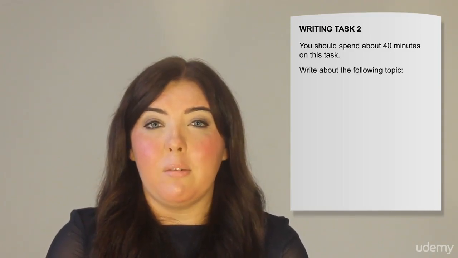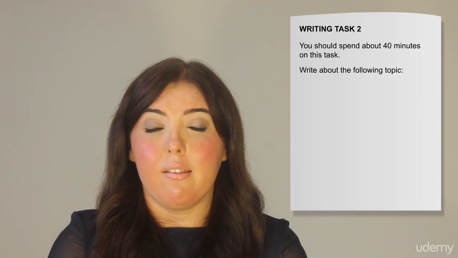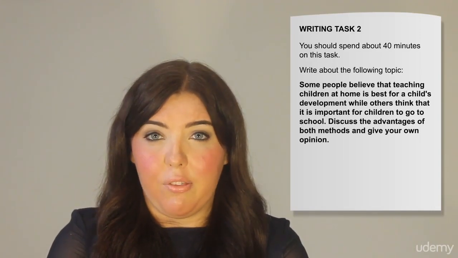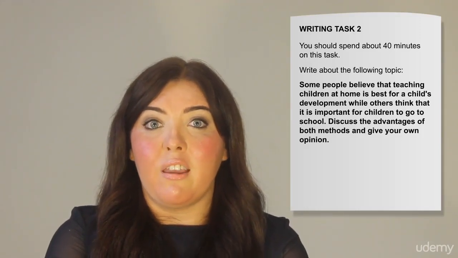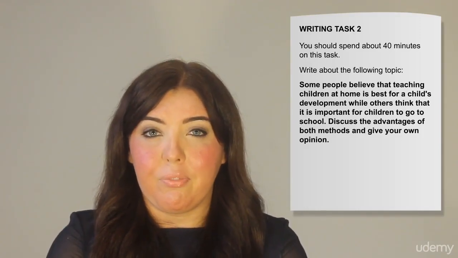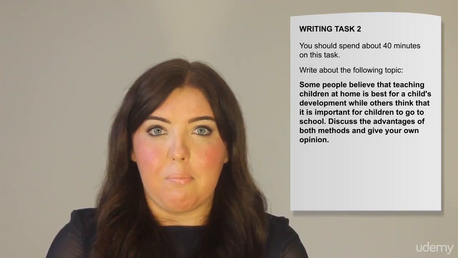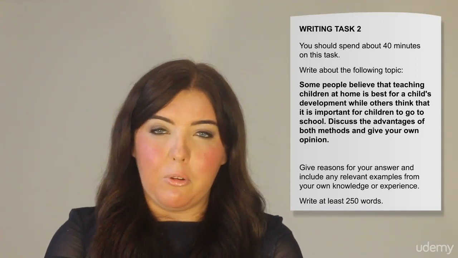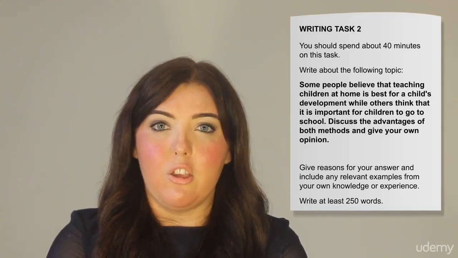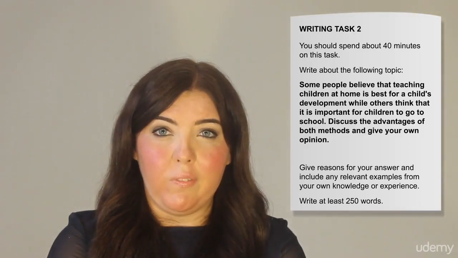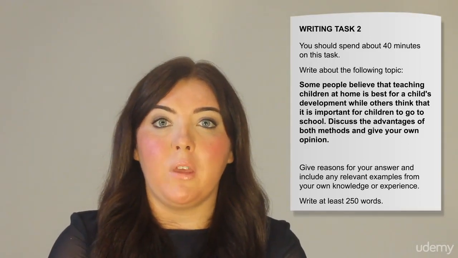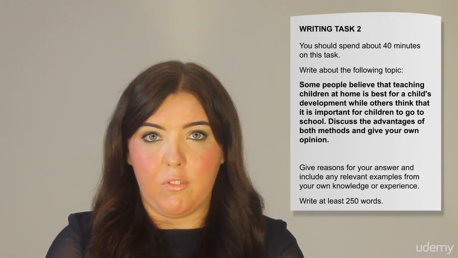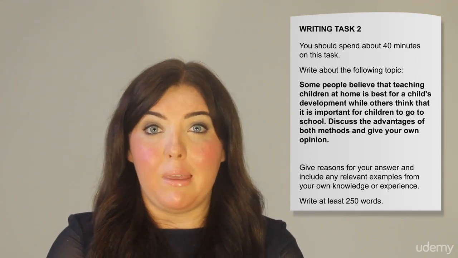Then it tells you to write about the following topic. It says, some people believe that teaching children at home is best for a child's development, while others think that it is important for children to go to school. Discuss the advantages of both methods and give your own opinion. Give reasons for your answer and include any relevant examples from your own knowledge or experience. Again, from the previous lesson, we know that we would have to give reasons and examples to support our answer. Then it says write at least 250 words, which we know from the previous lesson means that it must be at least 250 words.